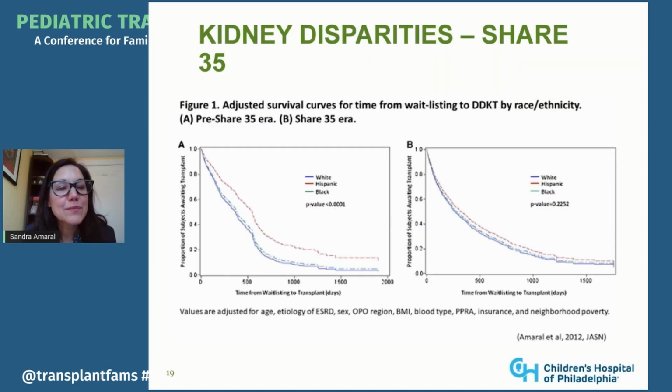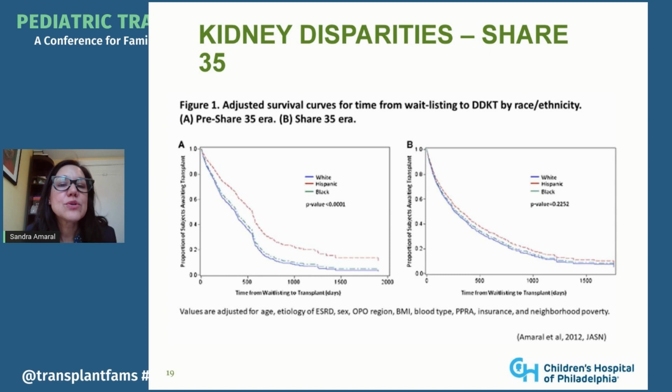So in kidney, my research team has done several studies thinking about how allocation policies have impacted equitable access to transplant for children with end-stage kidney disease. A few years ago, in 2005, the allocation policy for children was called Share 35, and it preferentially allocated donors under 35 years of age to children.